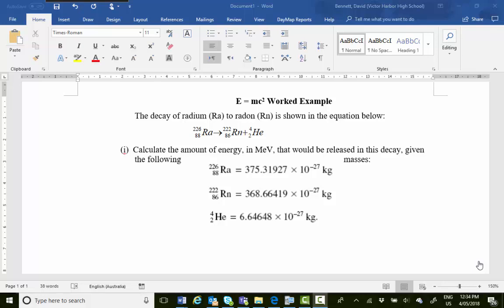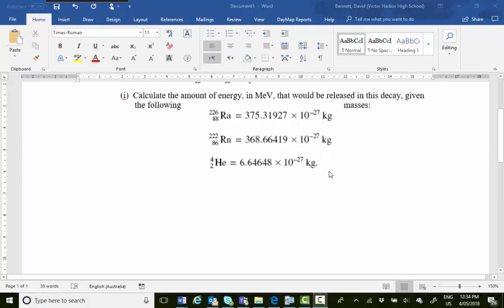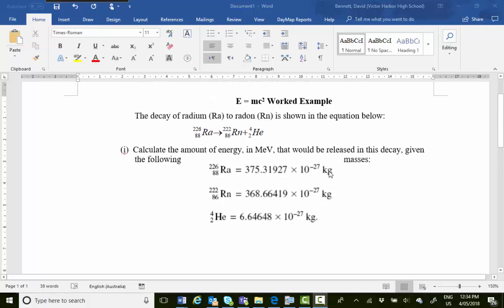Hi, now in this video we're going to be going through E equals mc squared. We're going to do a worked example just to show you how to do the bits by hand. So we've got an equation for radium to go into radon via alpha decay. Alpha decay produces helium, so what we need to do there is work out the mass of our reactants and the mass of our products and find the mass defect.